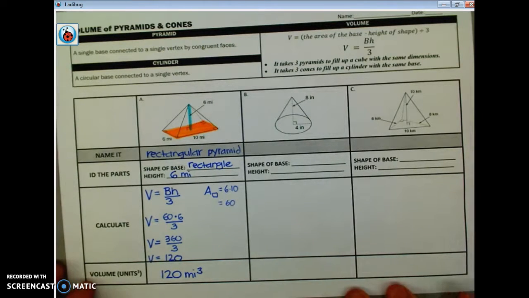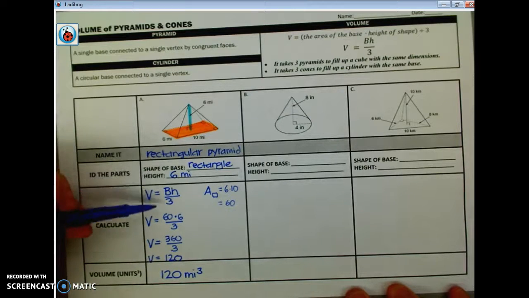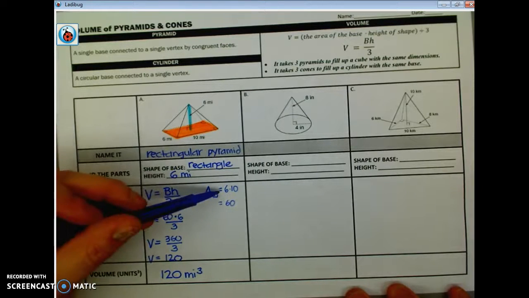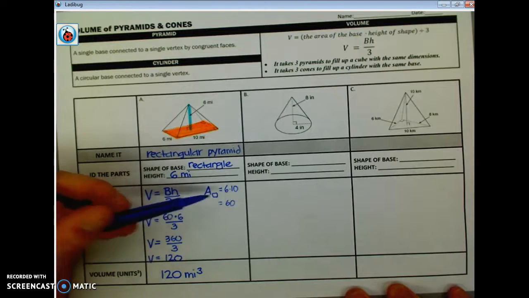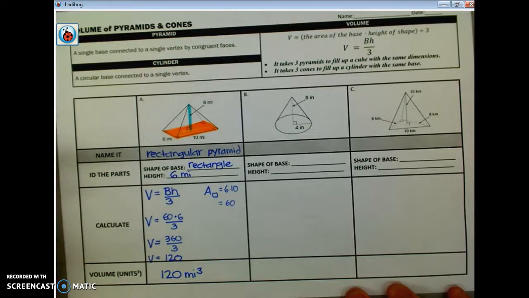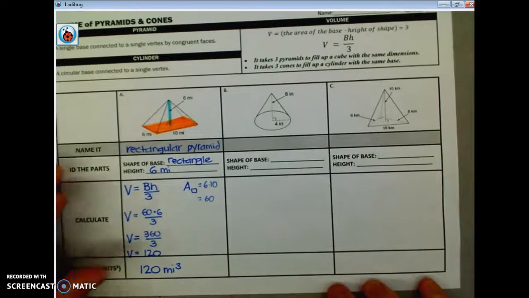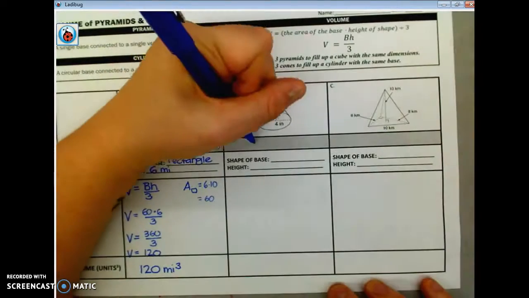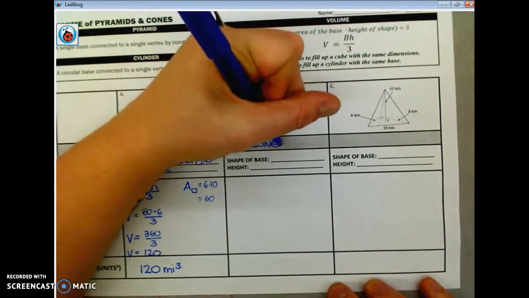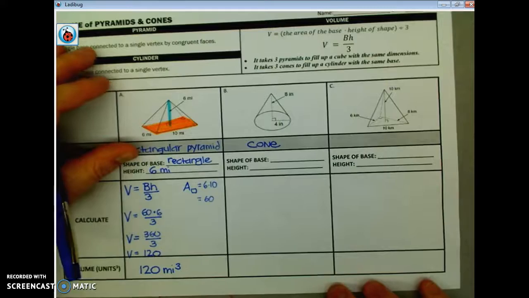Okay, so that's for a pyramid. Again, identify the base so that way you know how to find the area, multiply by the height, and then divide by 3. We're going to do the same exact thing for our cone. Cones are just cones. There's no special names for them. They all follow the same format.